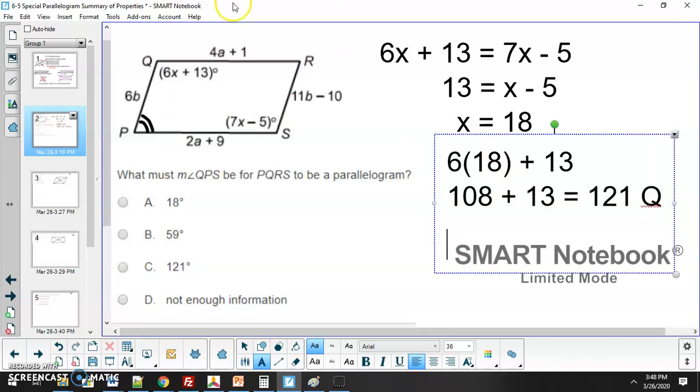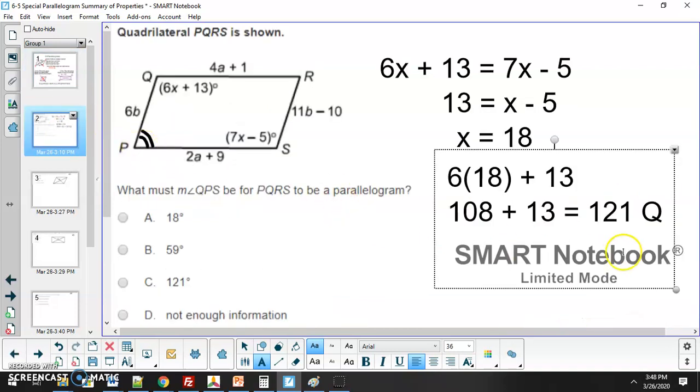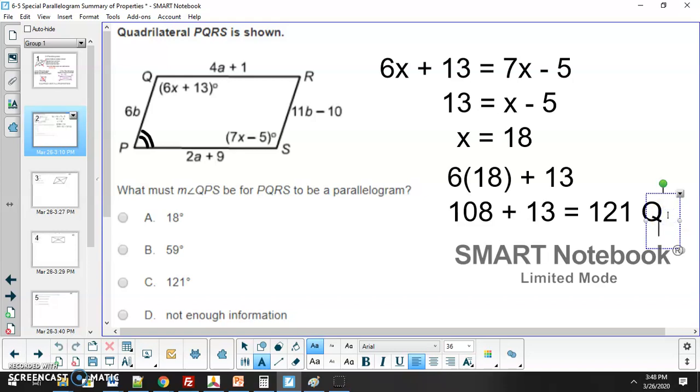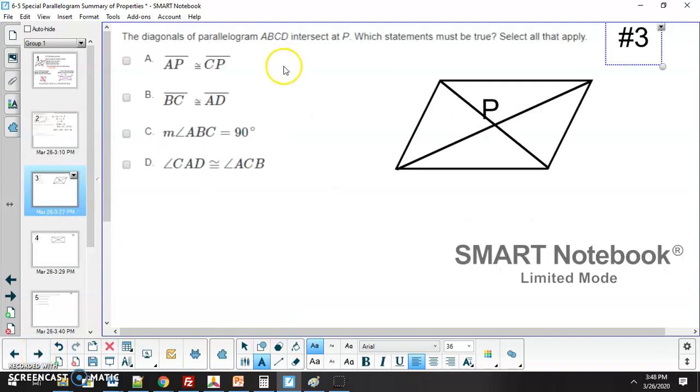If I want to figure out angle P, remember in a parallelogram, same side interior angles are supplementary, so these two equal 180. For QPS, the one they want, I am subtracting from 180 degrees. So for QPS, I'm doing 180 minus 121 to get 59. There you go. Hopefully that one makes sense now. Let's go to the next one.